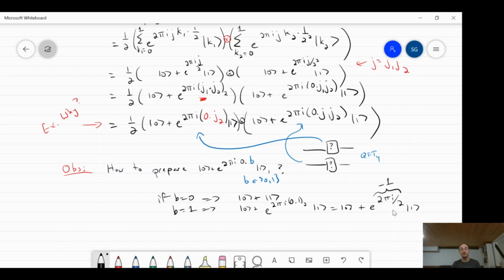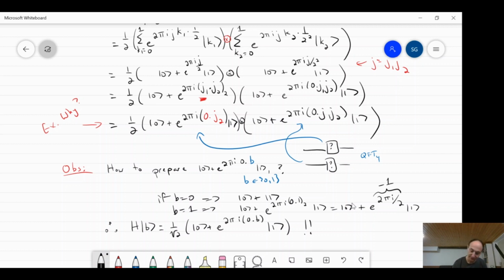So what have we learned? If I want to prepare this state up to normalization, what am I doing? I'm just preparing a plus state, or I'm preparing a minus state. And we know which gate does this. It's the Hadamard. So if I apply the Hadamard gate to the bit b, it will do exactly what I want: |0> plus e to the 2 pi i 0.b.